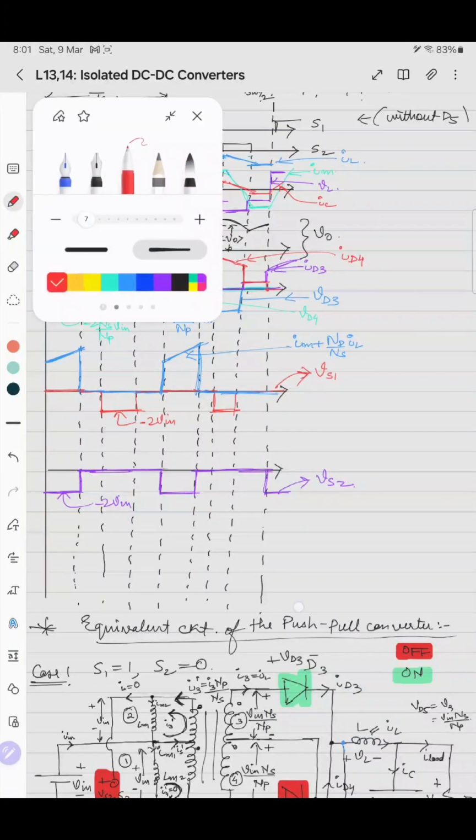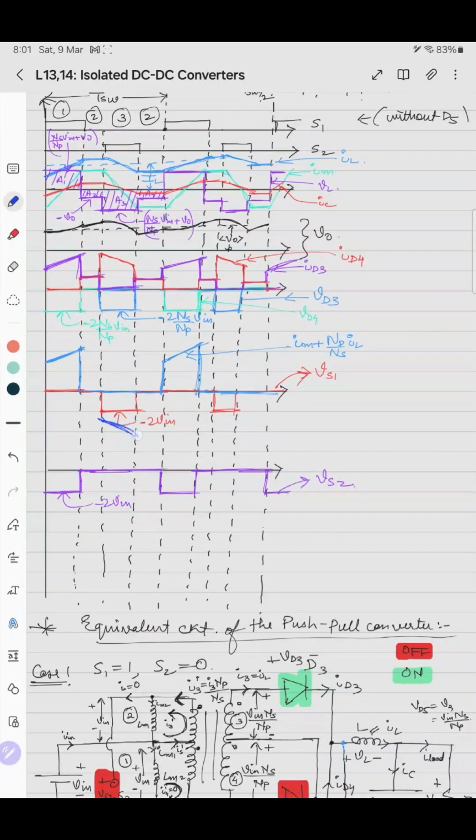I'll use some other color, this dark blue color, in case number 3, so 2, then 1, 2 and again 3. The value of this slope is IM minus NP by NS into IL, where NP by NS into IL is IL dash, and this waveform belongs to IS2.